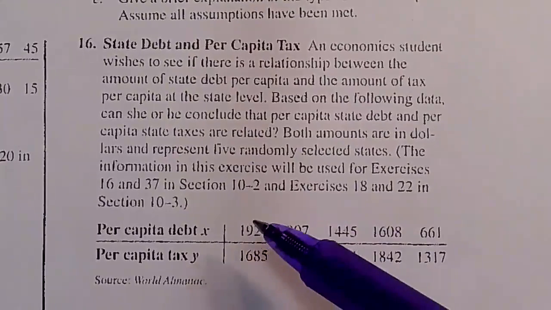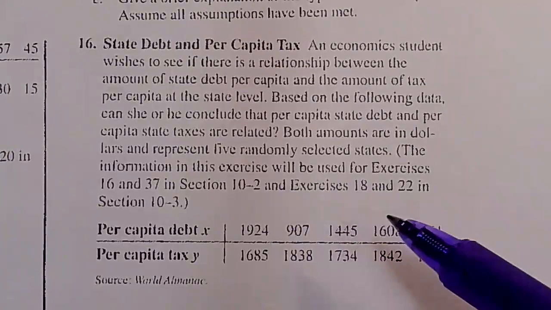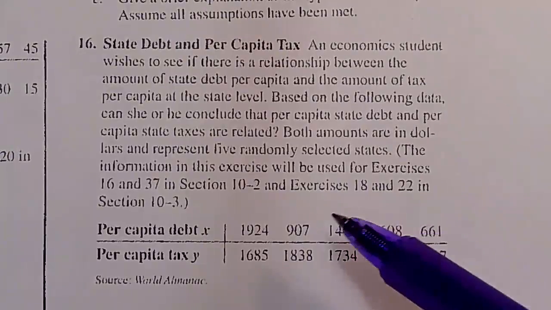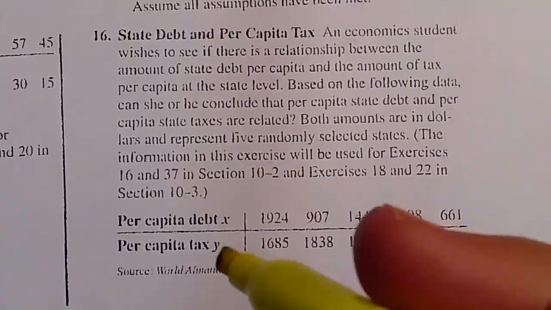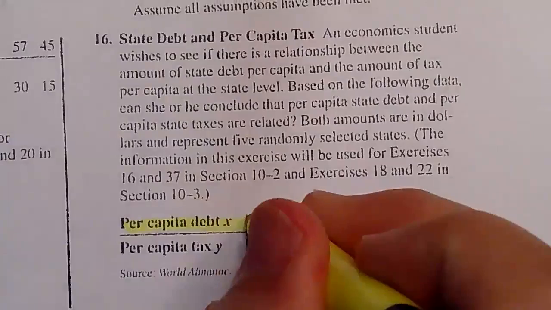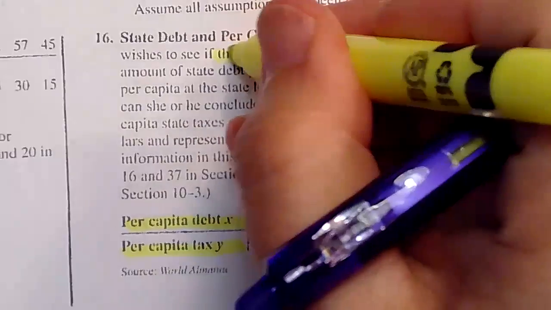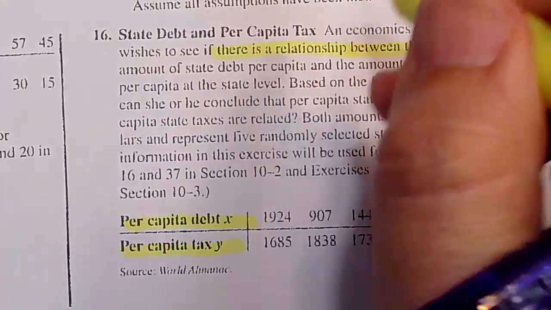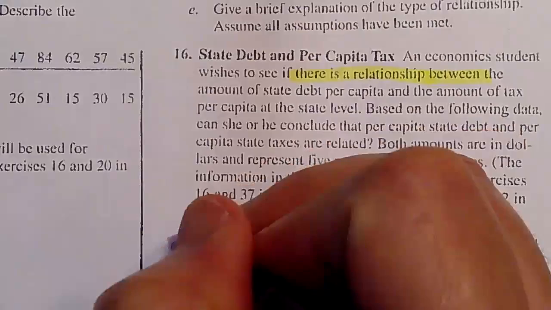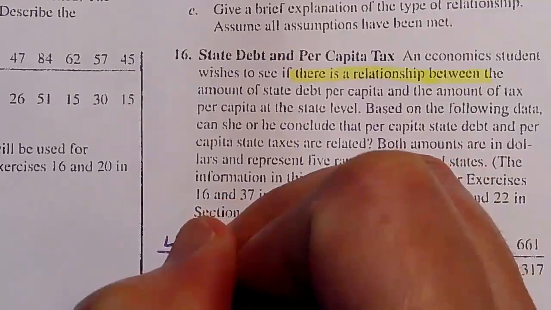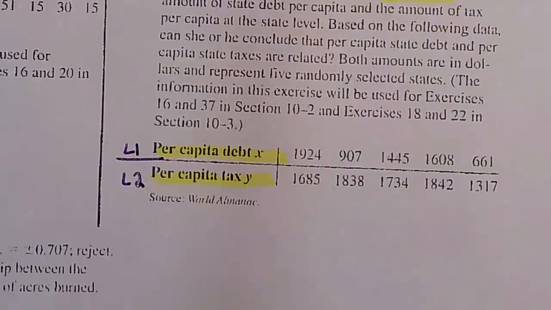Both amounts are in dollars and represent 5 randomly selected states. So you see 1, 2, 3, 4, 5. And then they're just letting you know that they're also going to use this exercise in a future section. Okay, so here are our two variables, our x variable, our y variable, and we're trying to determine if there's a relationship between these variables. And so we're going to put the data for the x's in the L1 column, and the data for the y's in the L2 column.